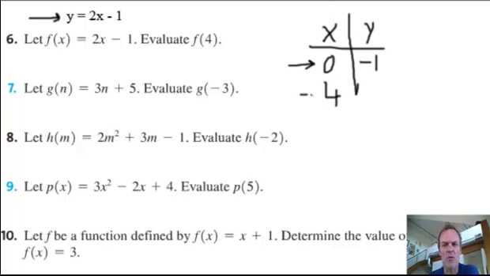Right, let's try this one, 4. When x is 4, 2 times 4 is 8, take away 1 is 7. So when x is 4, y is 7. When the input is 4, the output is 7.